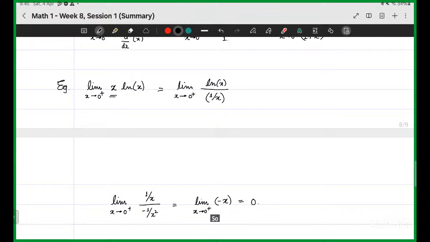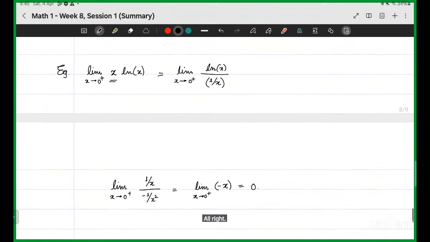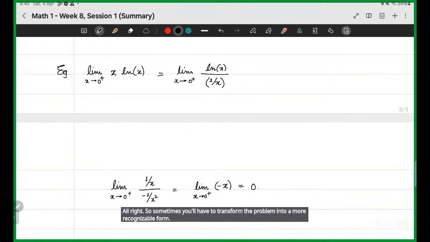So here, the function x is becoming smaller and smaller in value, and log is going arbitrarily negative. So it's not clear what the product will behave like. But as it turns out here, it actually goes to 0 itself. All right. So sometimes you'll have to transform the problem into a more recognizable form.